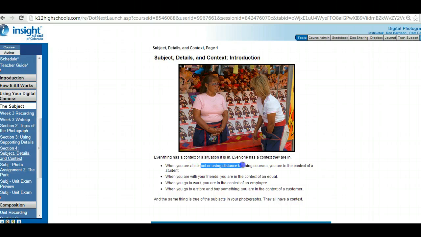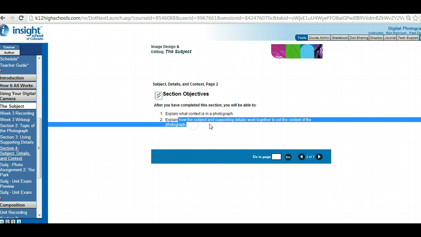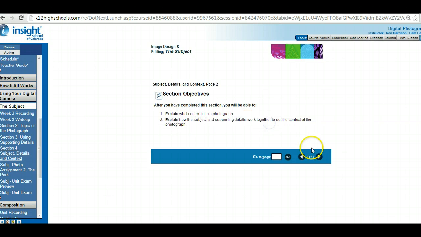So when you're at school or using distance learning course, you're in the context of a student. When you're friends, you're in the context of an equal or a peer. When you're at work, you're in the context of an employee. So context means what is being within the picture. So explain what context is in a photograph, explain how the subject and supporting details together help set the context.